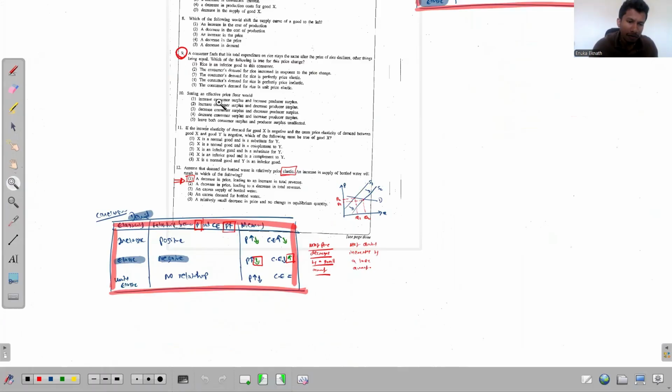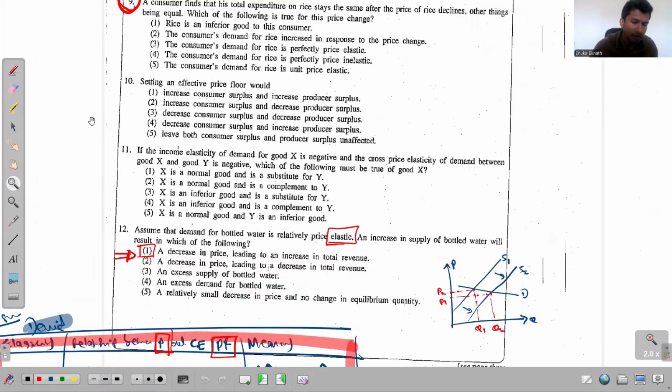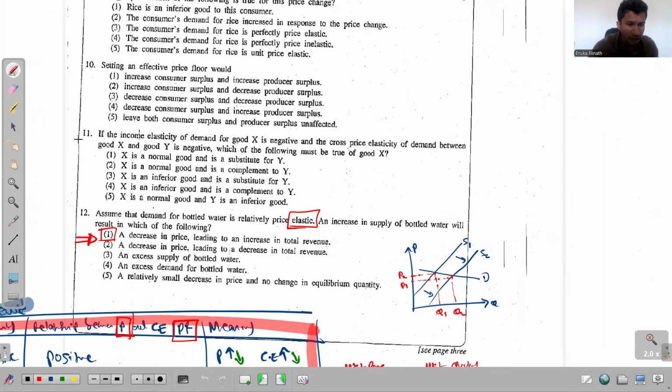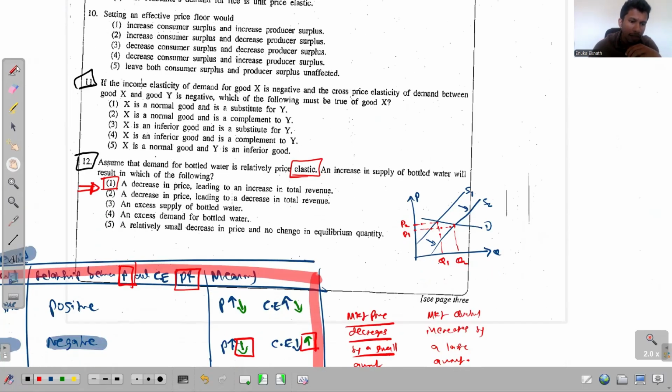Yeah, so we have this question, a 2012 A-level MCQ. If the income elasticity of demand for good X is negative and the cross price elasticity of demand between good X and Y is negative, which of the following must be true? And that is one question. Even this 12th question is something similar to that.